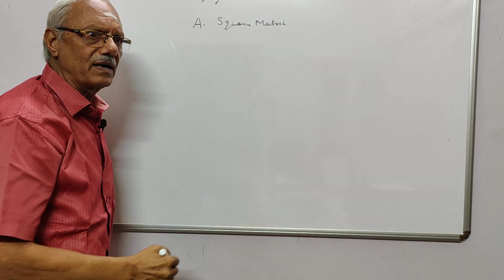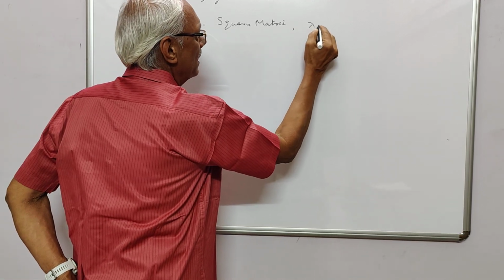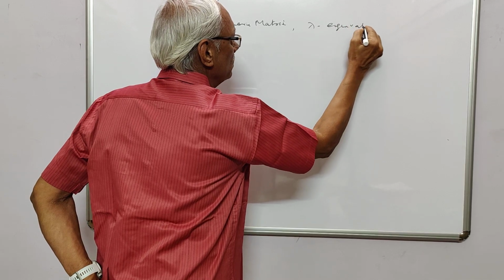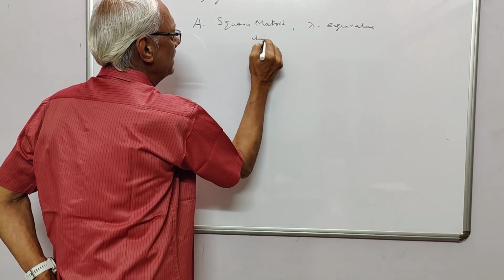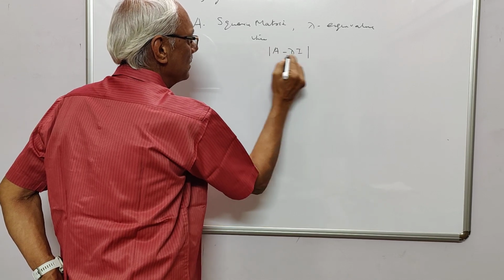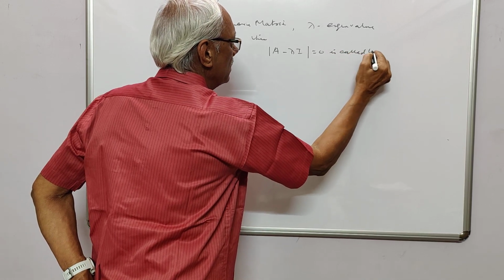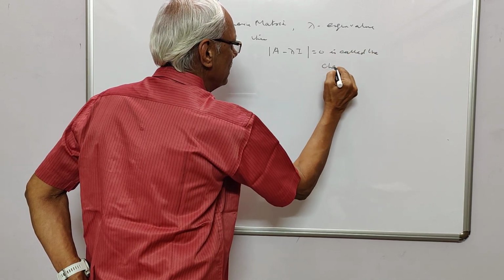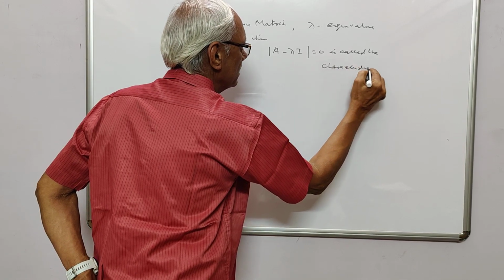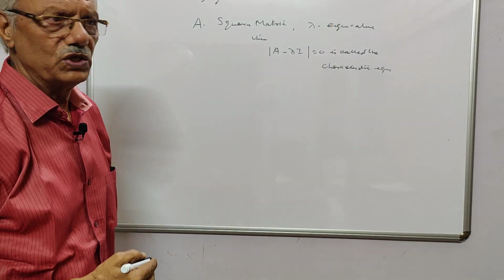if A is a square matrix and lambda is the eigenvalue, then the determinant of A minus lambda I equal to 0 is called the characteristic equation. So this is called the characteristic equation.